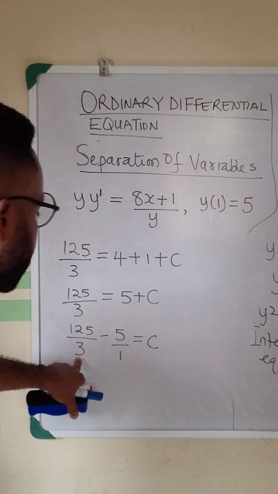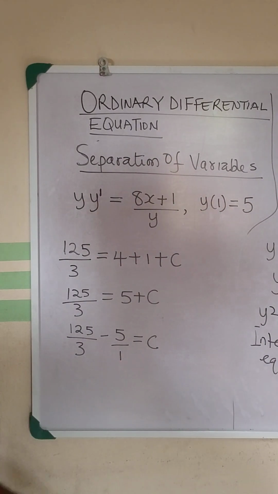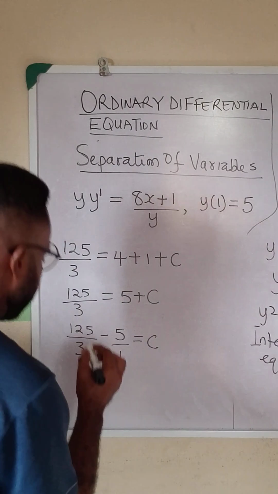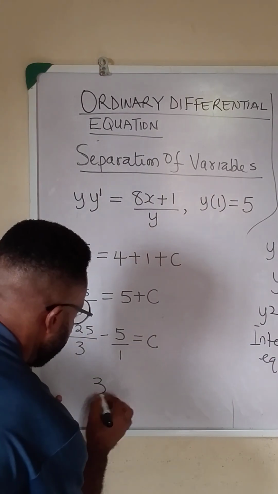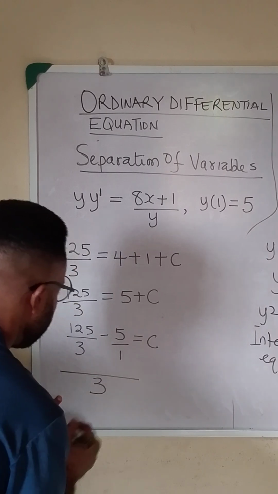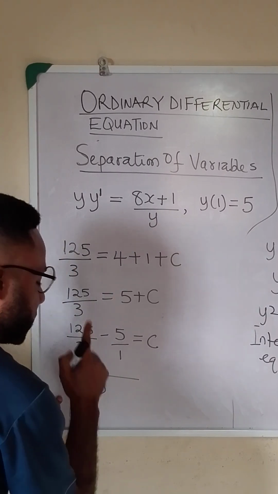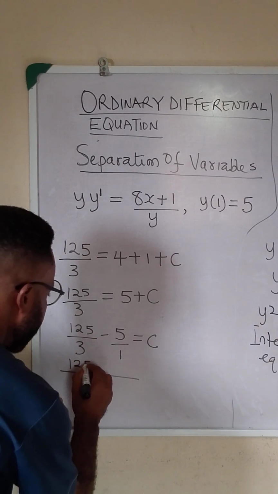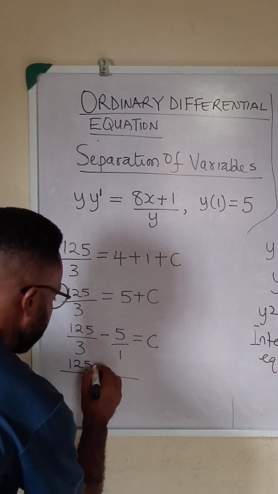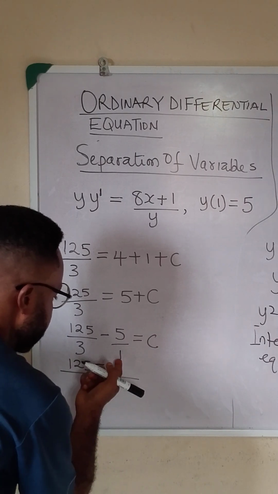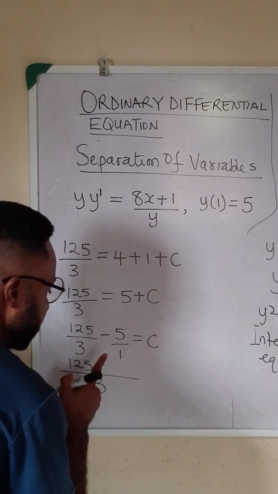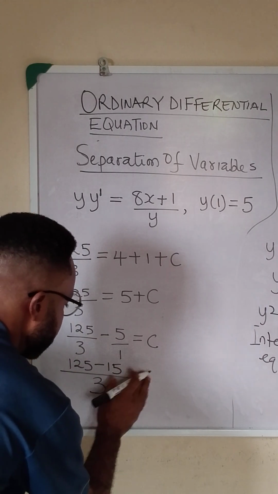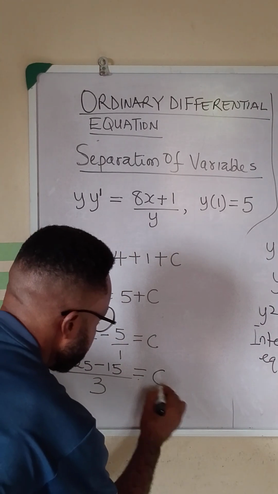At this point we find the LCM. The LCM of 3 and 1 will be 3. So we have 3 here. 3 into 3 is 1, multiplied by 125, that will give us 125. Here is minus, so we write minus. And then 1 into 3 is 3, and 3 times 5 here will give us 15. And so we equate it to c.